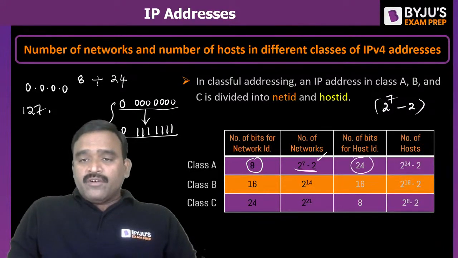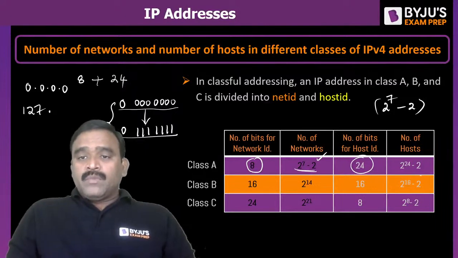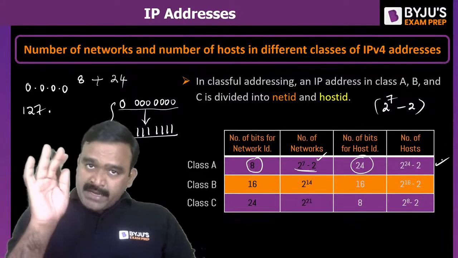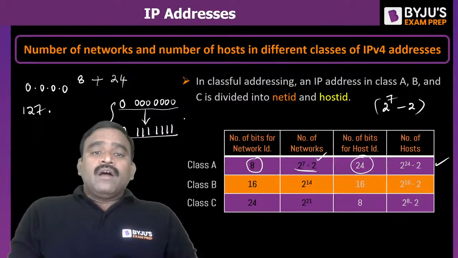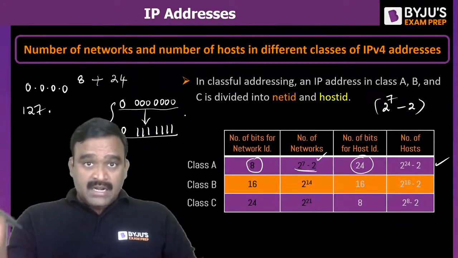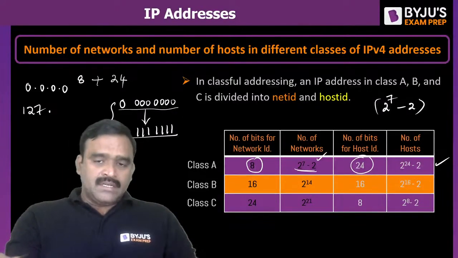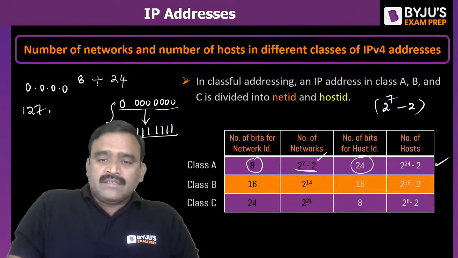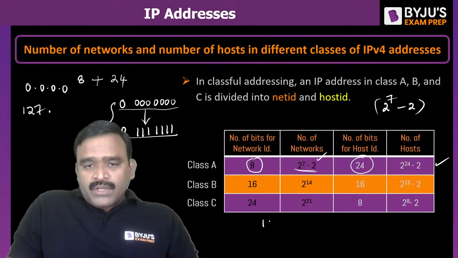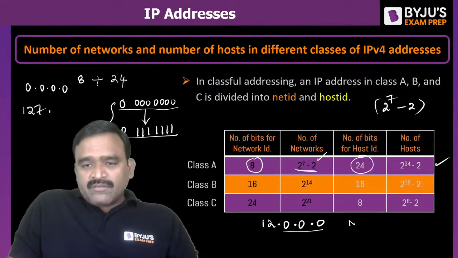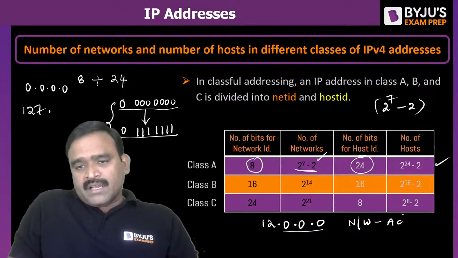And there are 24 bits in the host ID, but the number of hosts is 2 power 24 minus 2. The reason is, if all bits are zeros in the host part, that is a network address. If all are ones, it's a broadcast address. For instance, let us suppose we have 12.0.0.0. All the host bits are zeros, so this is the network address for net ID 12 in class A. This is a class A IP address.